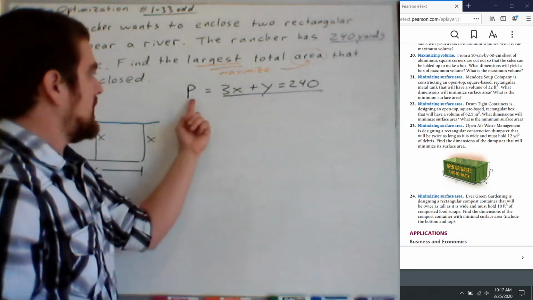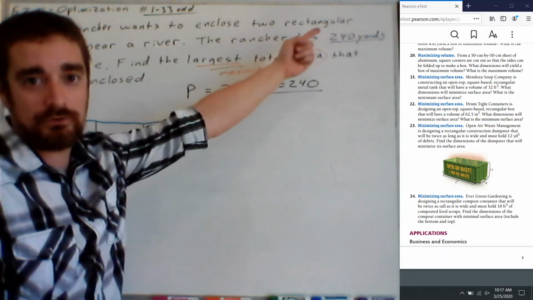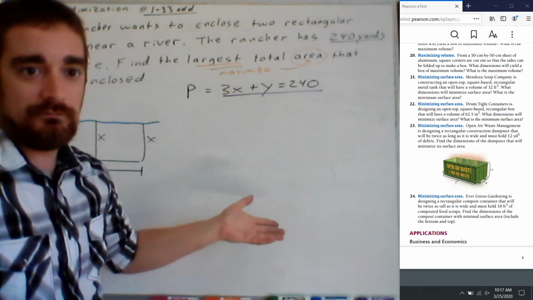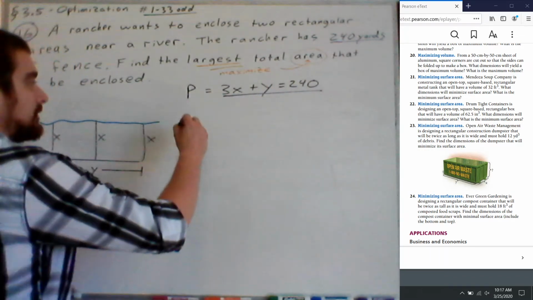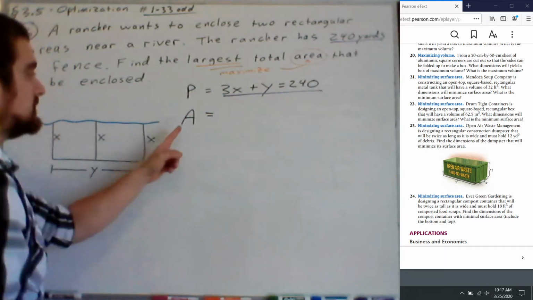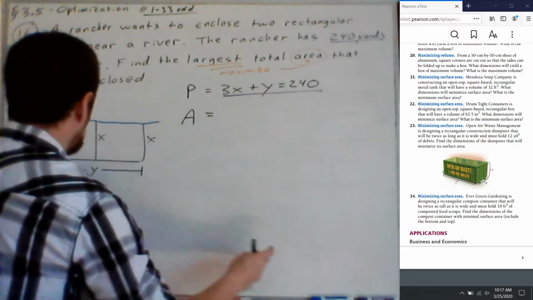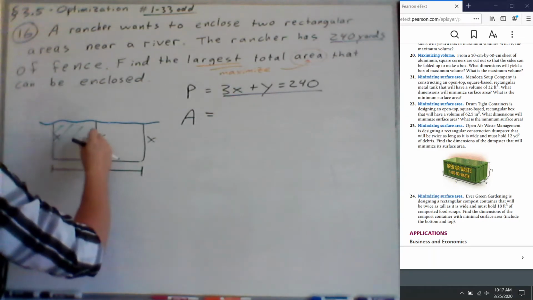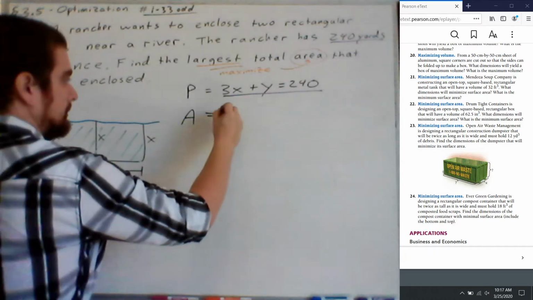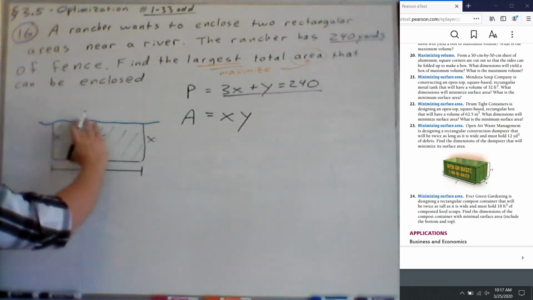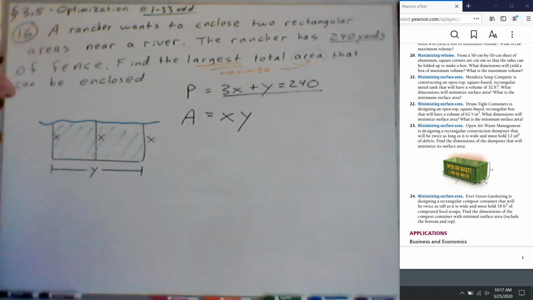That's not what I'm trying to maximize, right? I don't need to maximize the amount of fence. I already am restricted to 240, right? I would just use the full 240. I want to maximize area, so I need a formula for area. In this case, my area is like my length times my width, right? I'm looking at this total area in here, which in our case is going to be x times y. Gives me the whole area in here. Yeah, maybe this fence in the middle eats up a minuscule amount of area. We're going to ignore that.